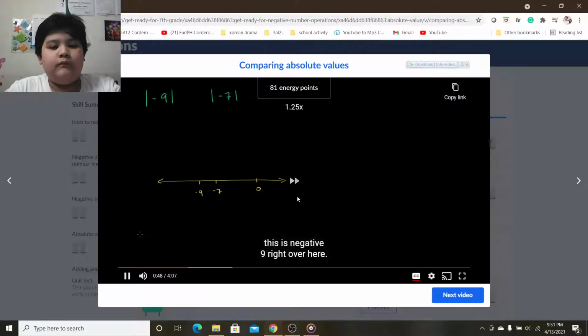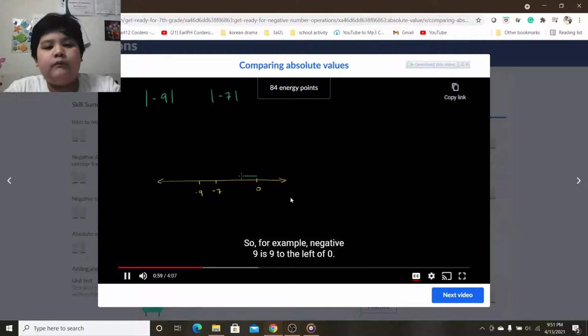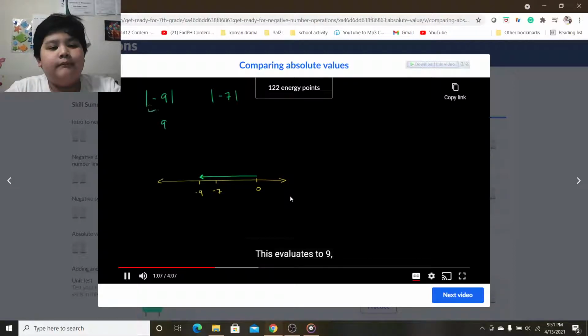Now, when you take the absolute value of a number, you're really saying how far is that number from 0, whether it's to the left or to the right of 0. So, for example, negative 9 is 9 to the left of 0. So the absolute value of negative 9 is exactly 9. This evaluates to 9. So the absolute value of negative 7 is positive 7. And so if you were to compare 9 and 7, this is a little bit more straightforward. 9 is clearly greater than 7.